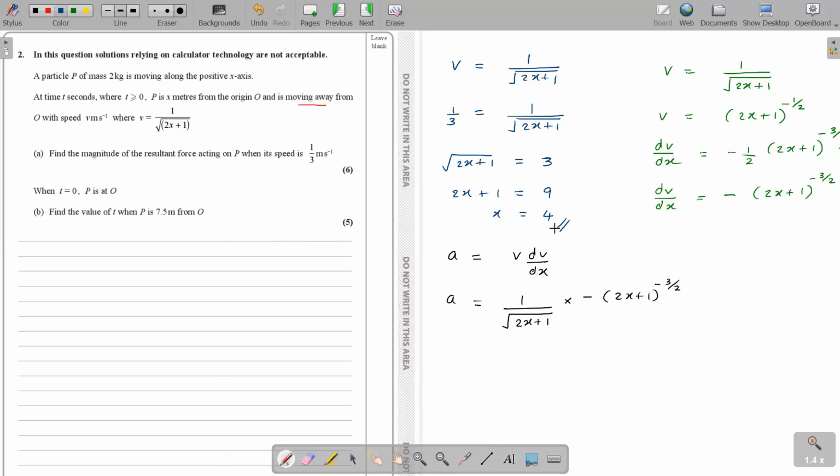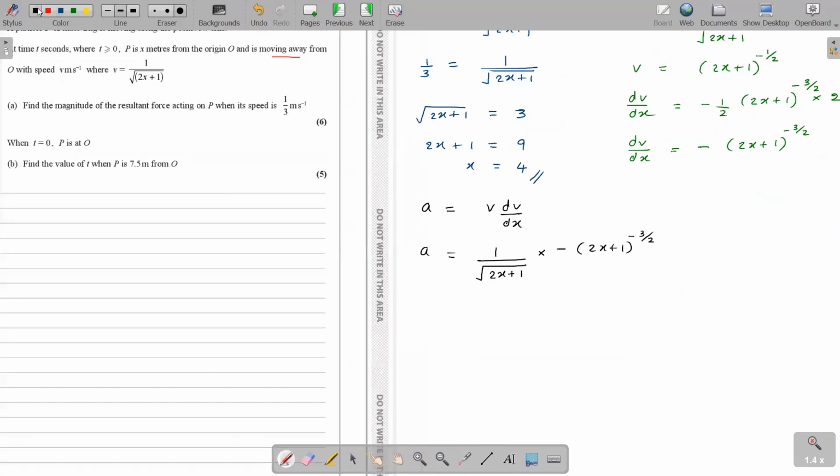So now you can replace the x value 4 and get the acceleration at that specific point, because you have to get the acceleration when the speed is 1 over 3. When the speed is 1 over 3, x is 4. So when x equals 4, now you replace x equals 4. How much is the acceleration? Can you all send me the answer?